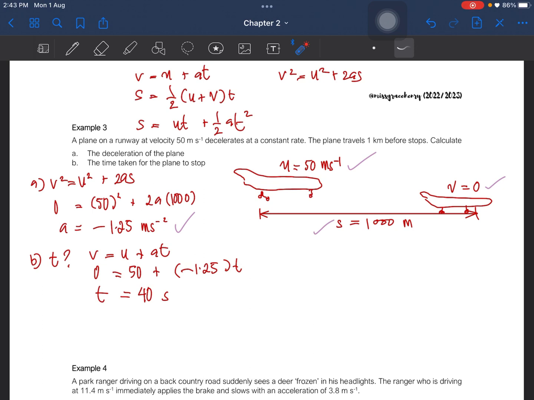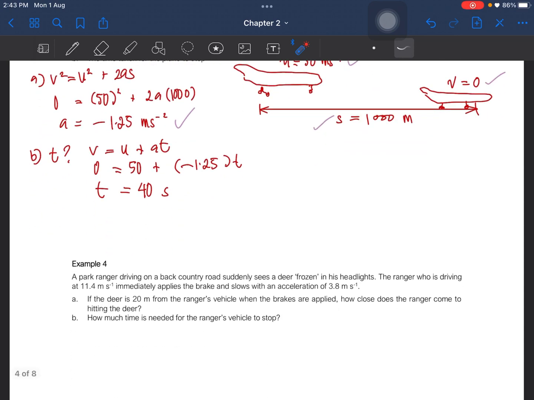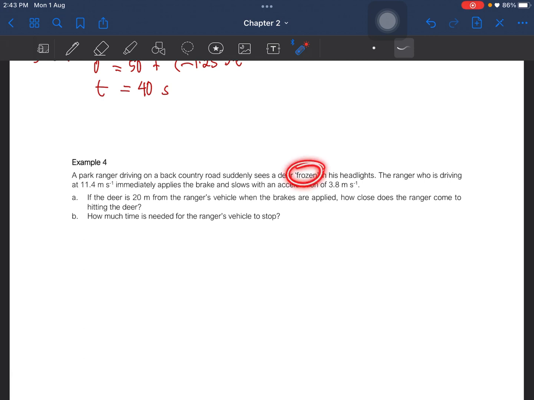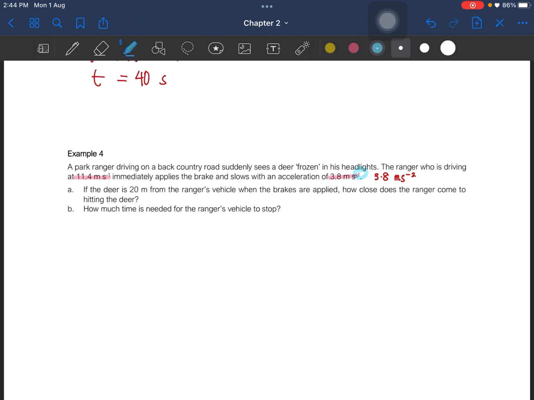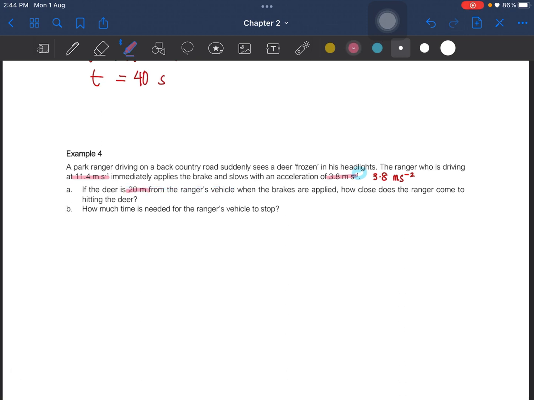Number 4 pula. Number 4, we are looking for the ranger. Let me just find the solution, okay? Okay, so now, example 4. A park ranger driving on a backcountry road suddenly sees a deer frozen in his headlights. The ranger, who is driving at 11.4 meter per second, immediately applies the brake and slows with an acceleration of 3.8 meter per second. Okay, so it slows down with an acceleration, not velocity. So again, I have to correct this. This is 3.8 meter per second squared. Okay, so if the deer is 20 meter from the ranger's vehicle when the brakes are applied, how close does the ranger come to hitting the deer?